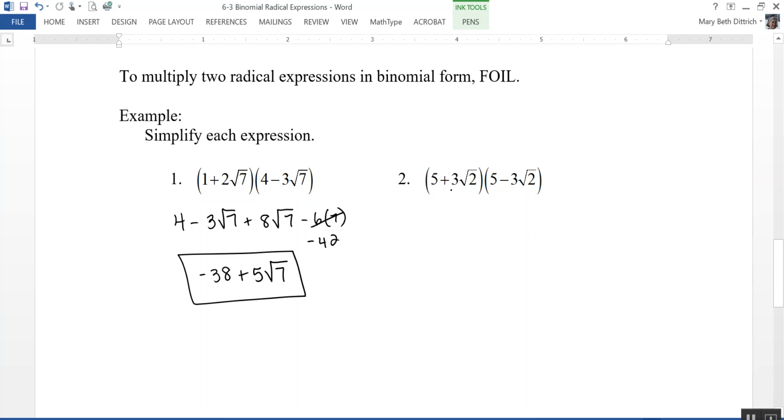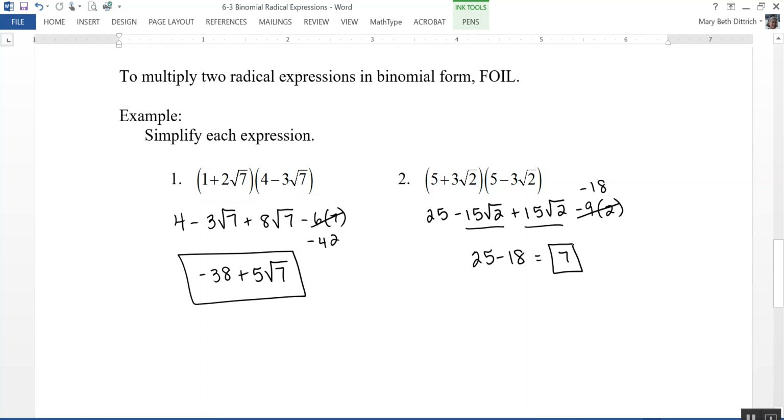Number 2 here says 5 plus 3 square root of 2 times 5 minus 3 square root of 2. Let's go ahead and FOIL. First is going to give me 25. Outer is going to give me a negative 15 square root of 2. Inner is going to give me a positive 15 square root of 2. And last is going to give me 3 times 3 is a negative 9 times square root of 2 times square root of 2 is a 2. And that's going to turn into a negative 18. Now, notice that these two terms right here are going to cancel each other out. So basically what I'm left with is 25 minus 18 for a final answer of 7.